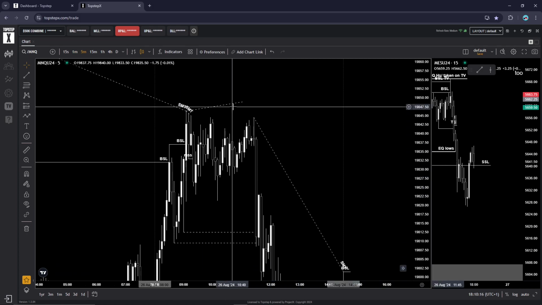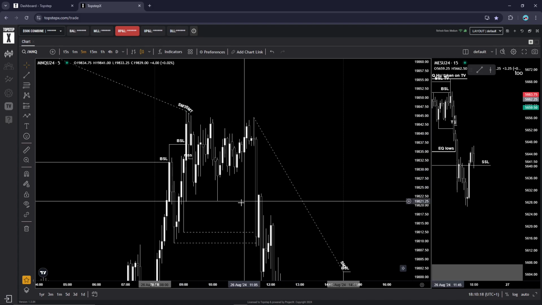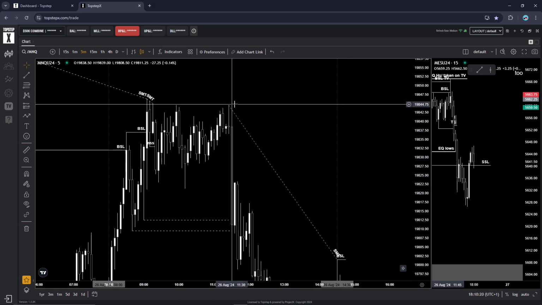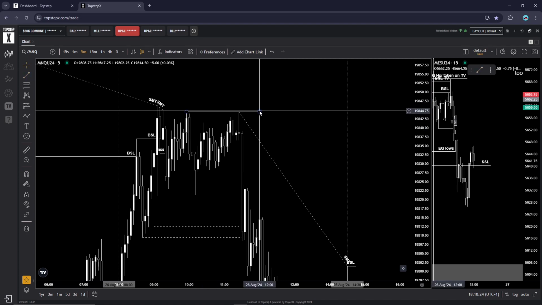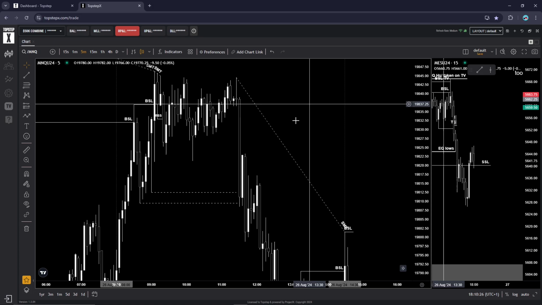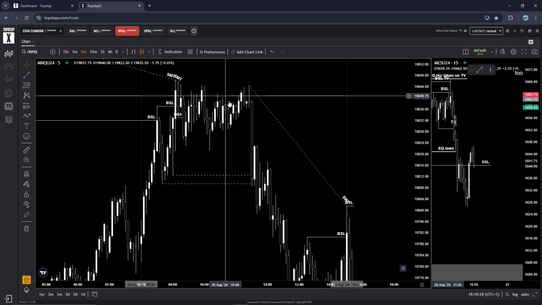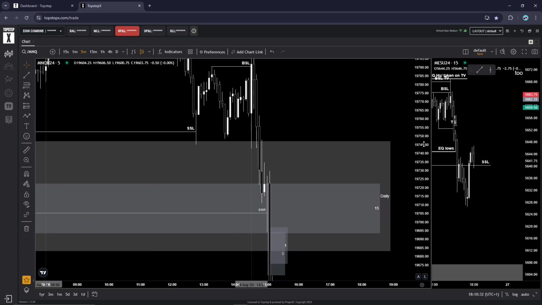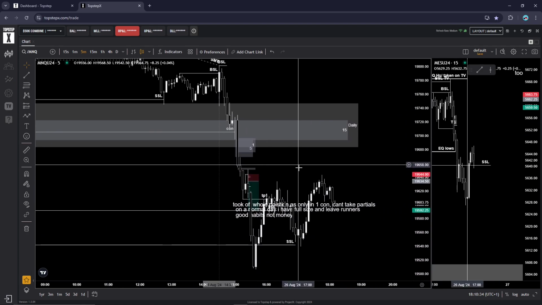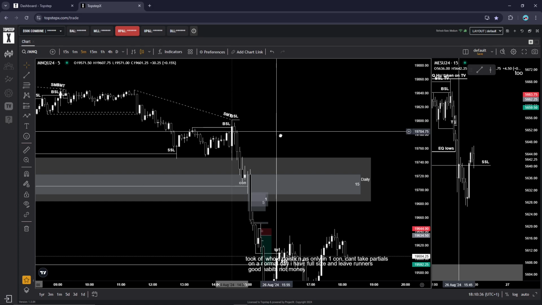Let's just see if there was an entry to catch this move. I don't believe there was yet because we created equal highs up here. So I don't really like any of this. Big drop, and then where did I come into the market? Around here. I've got lots of notes to cover as well.